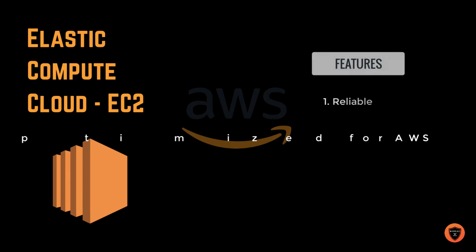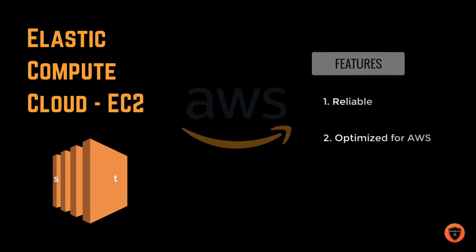Second feature is it is designed for Amazon Web Services. Amazon EC2 works amazingly with Amazon services like S3, RDS, Amazon DynamoDB, Amazon SQS, and other Amazon services. It provides a complete solution for computing, querying, and storage across a wide range of applications.